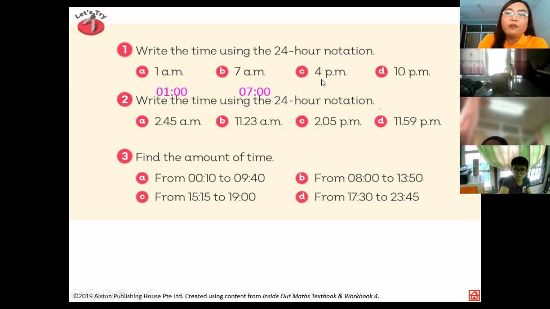What about letter C, 4 p.m.? How do you write 4 p.m. in 24-hour notation? Okay, Pete. 16:00. Very good. 16 and then colon 00. Very good. Okay, letter D, 10 p.m.